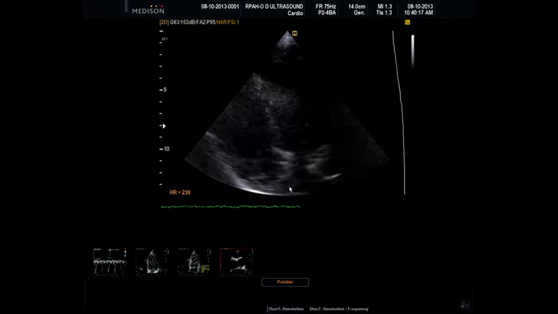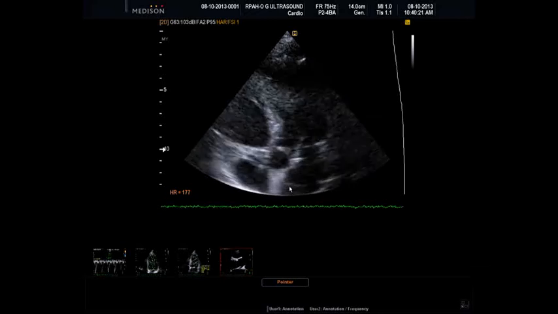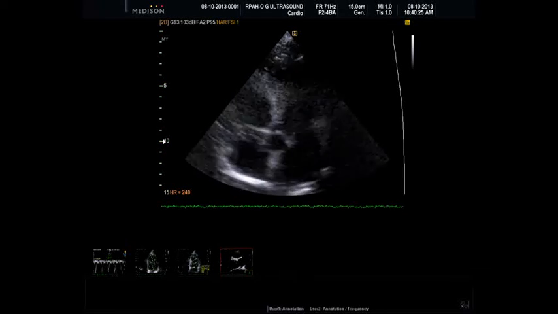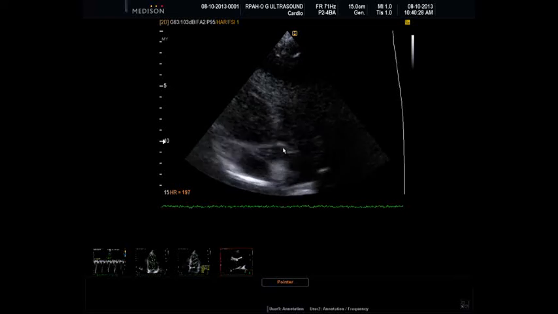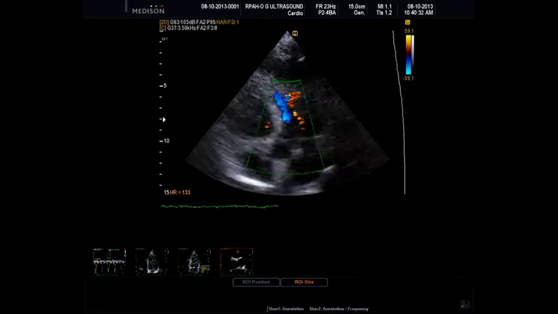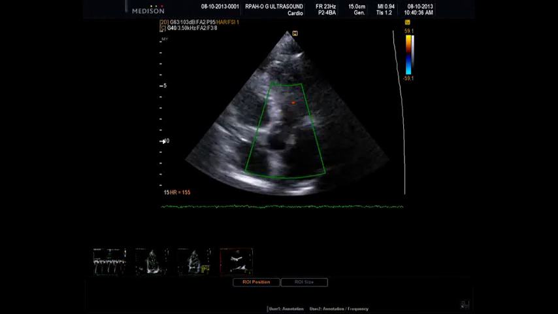I'm angling up to get an apical 5-chamber view so we can have a look through the outflow tract. So you can see the aortic valve flicking away in here. So if you put the colour on, can we get a bit better colour filling? There we go, that's better.